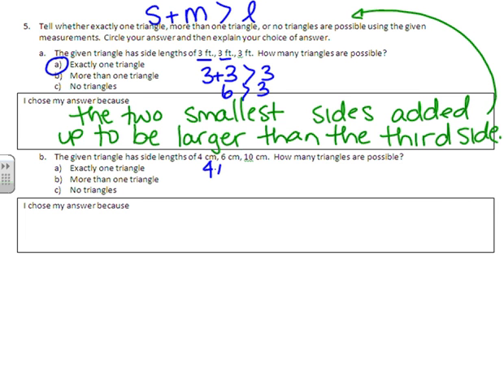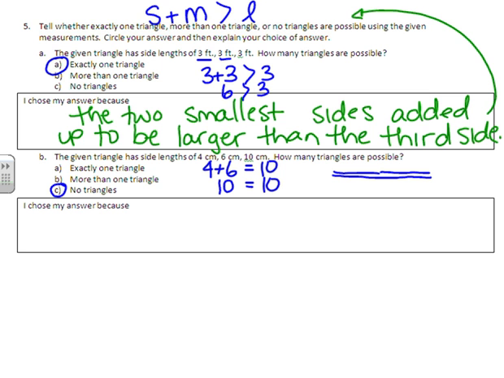So 4 plus 6 is equal to 10. Based on our theorem, we can't have it equal. Remember, if it's equal, you'll have a 4 centimeter and a 6 centimeter side that together are the same length as the third, but you won't be able to actually form a triangle. So this would be no triangles.